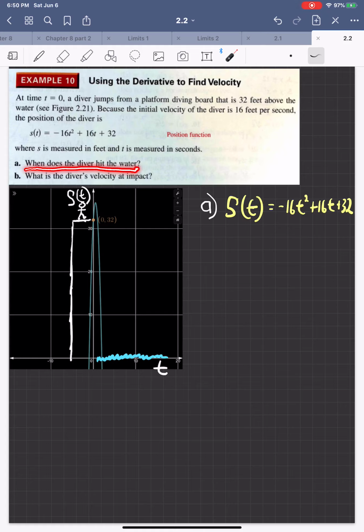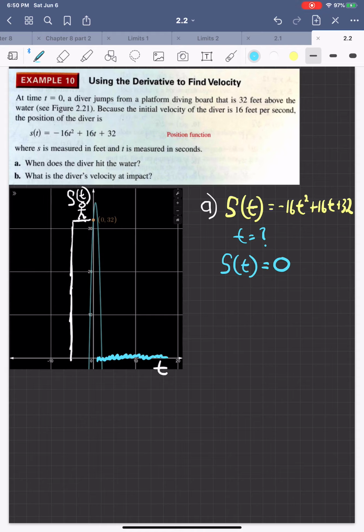Now let's translate this. Part A is asking, at what time does the diver hit the water? Or, at what time is height 0? Does that make sense? T equals what is this question? Well, to hit the water is basically stating that S of t is height, right? By the time the diver is in the water, the height of the diver, we're going to assume, is 0.